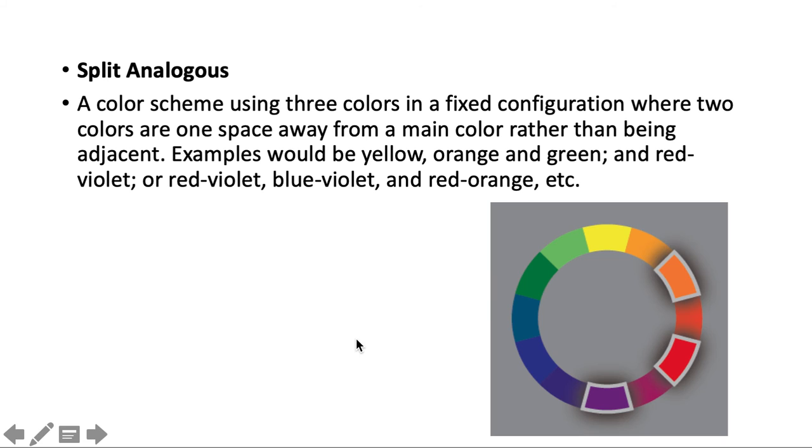Split analogous. Again, it's just spacing in between. Let me just read the definition. A color scheme using three colors of a fixed configuration where two colors are one space away from the main rather than being adjacent. Examples would be yellow, orange, and green, or red, violet, blue, violet, and red, orange. I always think of this as occupying almost half of the color wheel where they're just evenly spaced.